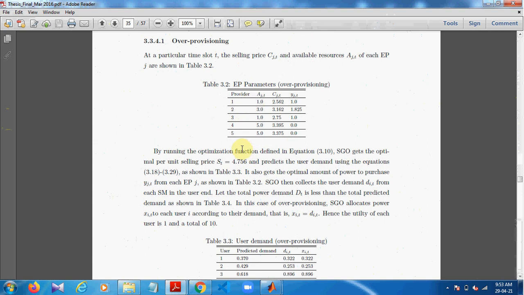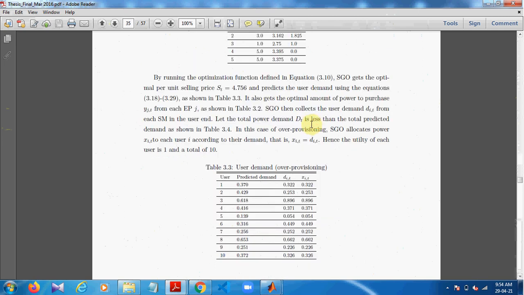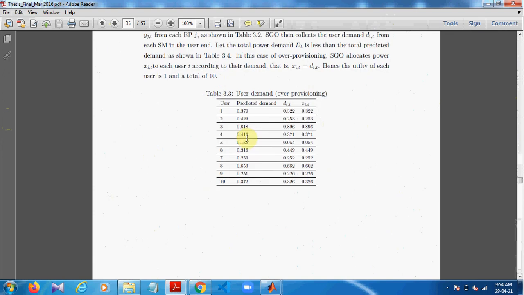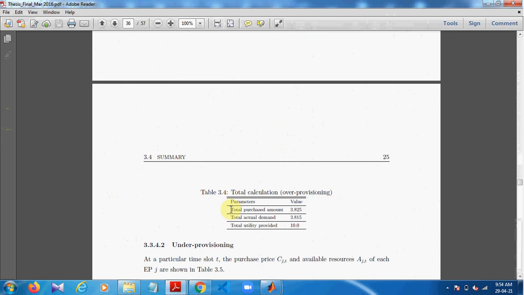We have considered these five providers, whose values AJT, CJT, and WIT are given as per this table. Here we take the initial selling price as per the paper, that is ST equal to 4.756, and the user demand for over provisioning. This is the DIT and XIT value. We take this array as an input. As a result, our program finds this output, the predicted demand from the base, and it finds the total calculations like total purchase amount, total actual demand, total utility demand, etc.